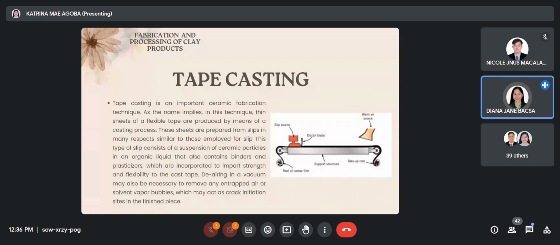The airing in a vacuum may also be necessary to remove any entrapped air or solvent vapor bubbles, which may act as crack initiation sites in the finished piece. So tape casting is widely used in the production of ceramic substrates that are used for integrated circuits and for multi-layered capacitors.